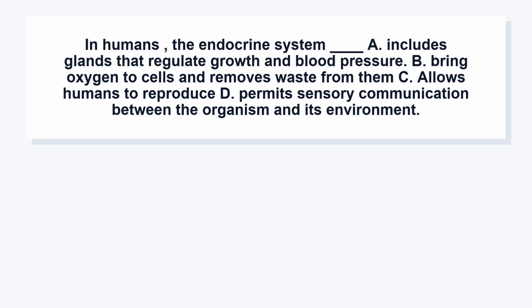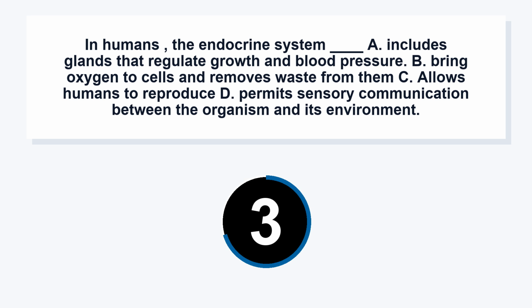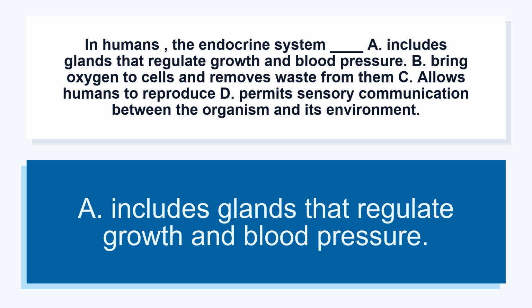In humans, the endocrine system _____. A. Includes glands that regulate growth and blood pressure. B. Brings oxygen to cells and removes waste from them. C. Allows humans to reproduce. D. Permits sensory communication between the organism and its environment. A. Includes glands that regulate growth and blood pressure.